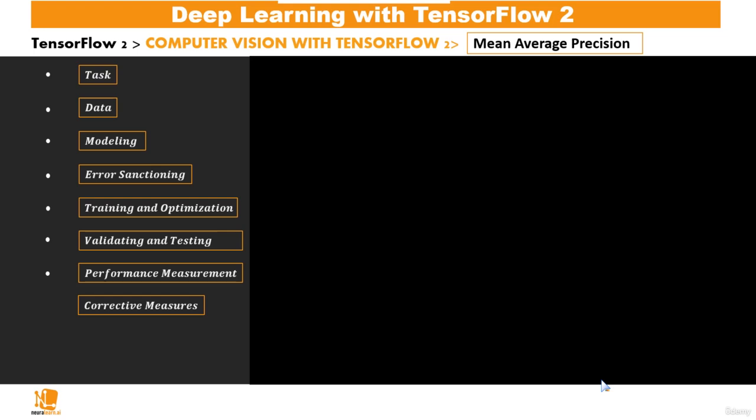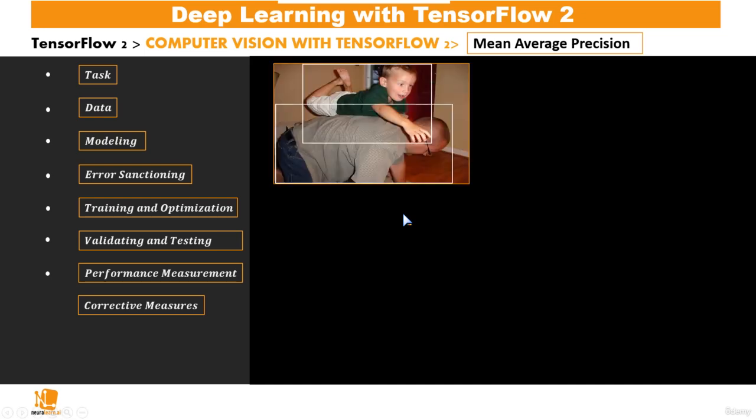Welcome to the section on performance measurement. One of the most popular performance measurement metrics used in object detection is the mean average precision. Suppose we have this image where these are the actual bounding boxes and these are the predicted bounding boxes.